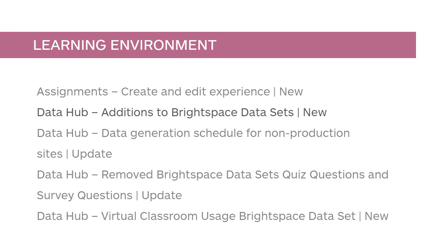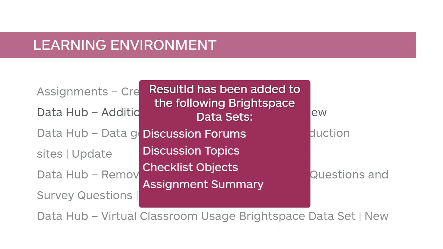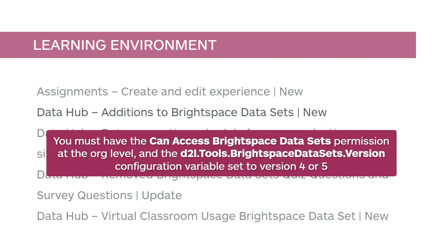A new Result ID column has been added to allow for more detailed release condition reporting. Result ID has been added to the following Brightspace datasets: discussion forums, discussion topics, checklist objects, and assignment summary. You must have the Can Access Brightspace datasets permission at the org level and the D2L Tools Brightspace datasets version configuration variable set to version 4 or 5.